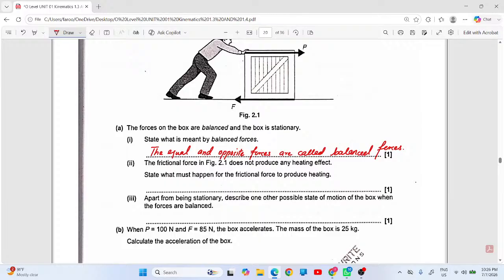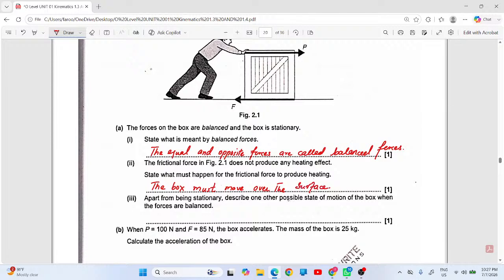Heating के लिए क्या होता है? Doesn't produce any heating effect. State what must happen for the frictional force to produce heating. So, the box must slide over the surface. हाँ जब वो स्लाइड करेगा तो होगा ना. Box must move over the surface.